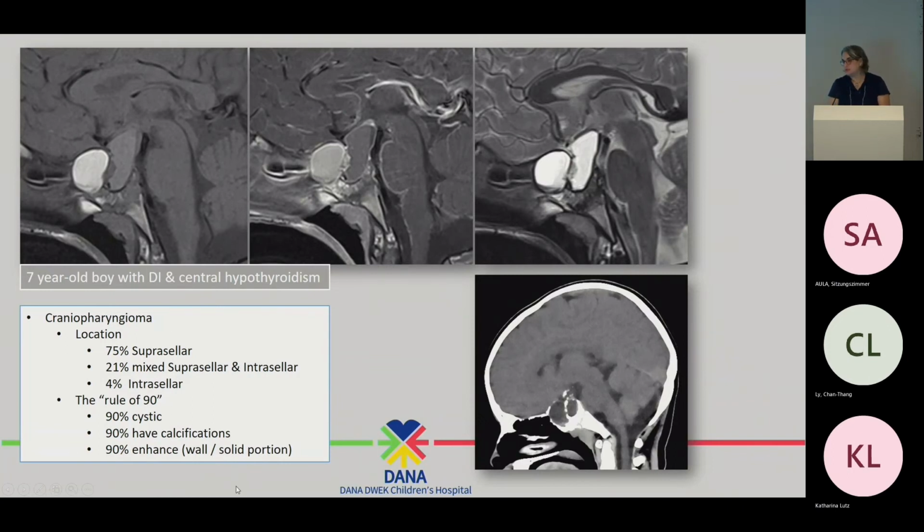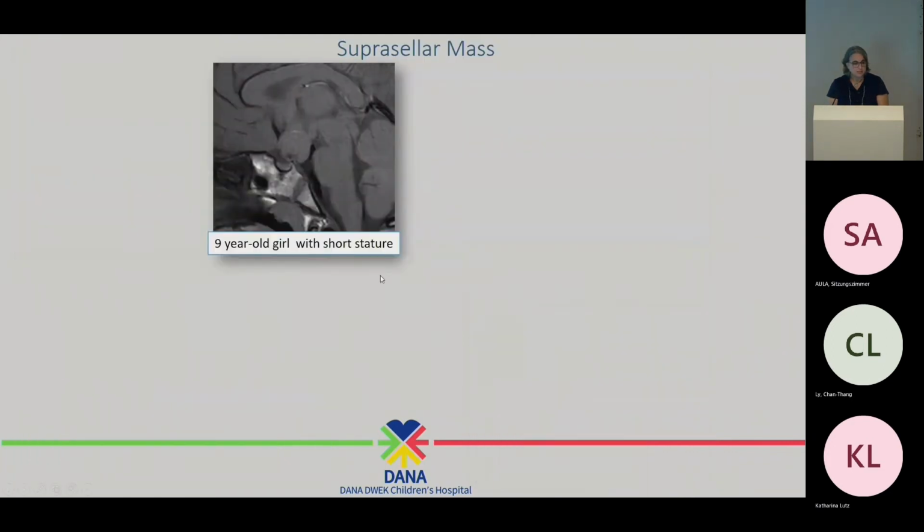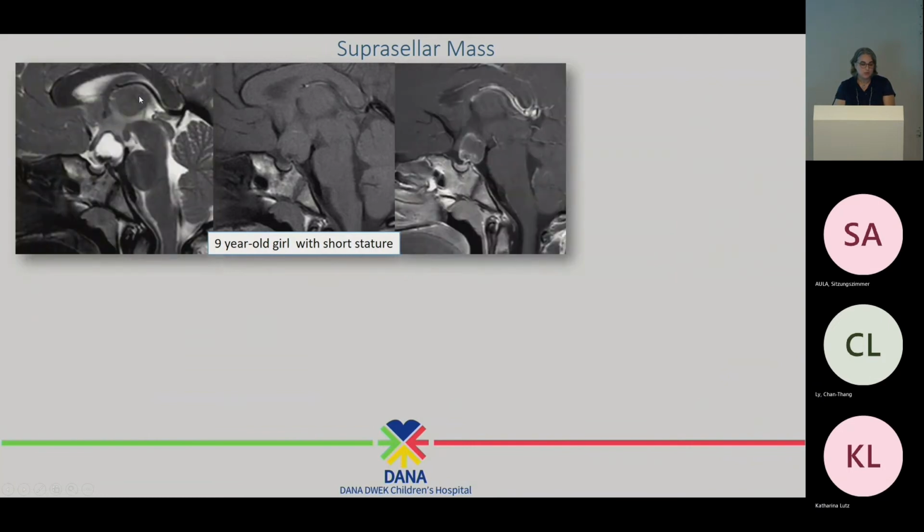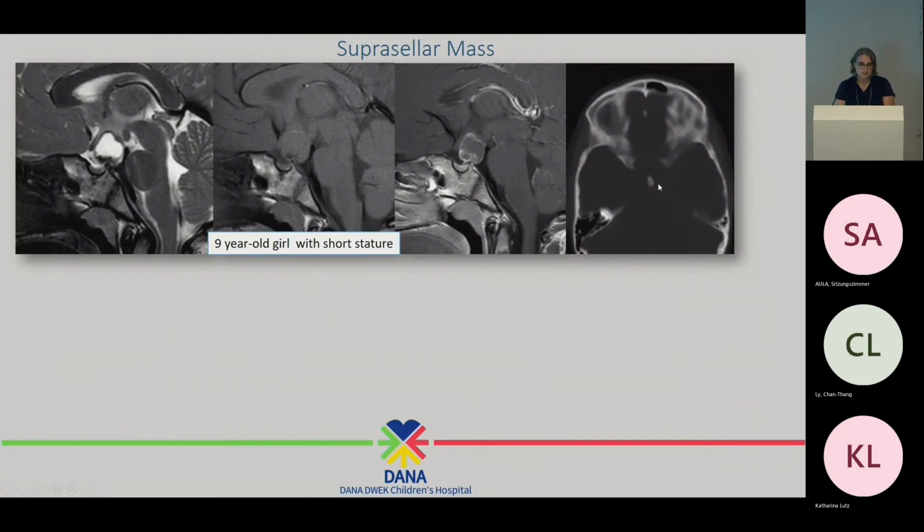In imaging, we use the rule of 90. 90% will be cystic, 90% will have calcifications, and 90% will enhance in the wall or in the soft tissue part. This is another girl, a 9-year-old girl with short stature, and we see that on T1 signal, it looks like a soft tissue mass. When we do the T2 and the T1 post-contrast, we actually see this as a cystic mass, just with high proteinaceous content, and it also has this gross calcification, and this was a craniopharyngioma.